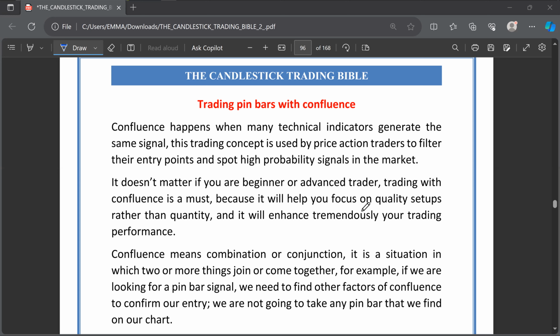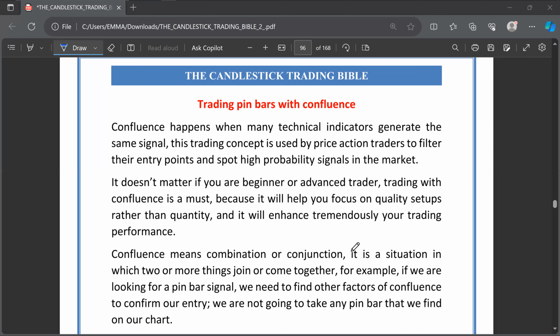It doesn't matter if you are a beginner or advanced trader, trading with confluence is a must. Every trader does this because it will help you focus on quality setups rather than quantity. Quality is important. In fact, in every aspect of life, quality is more important than quantity. And it will tremendously enhance your trading performance.